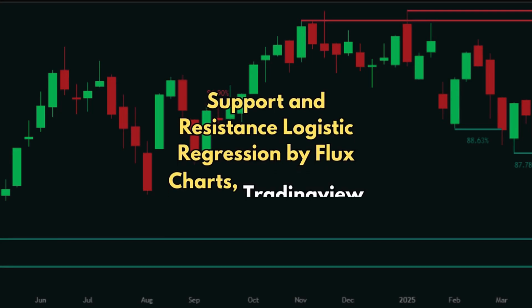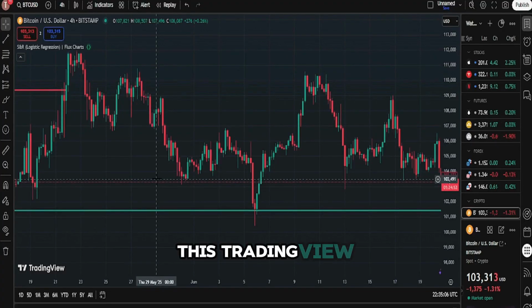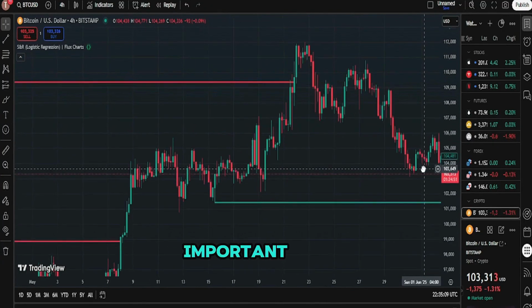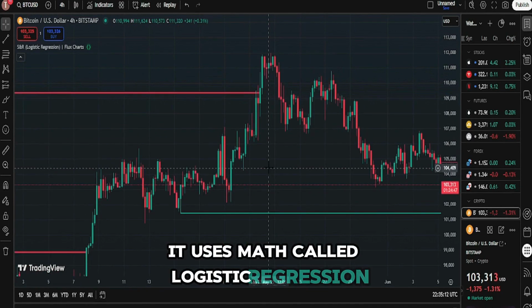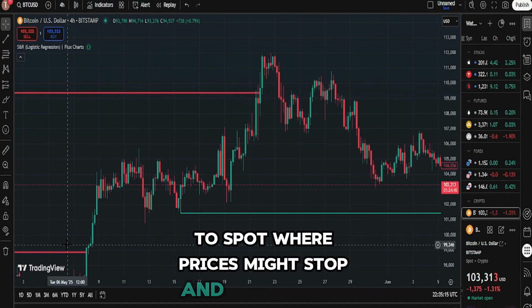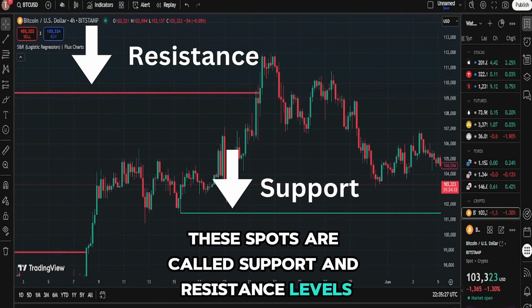Support and Resistance Logistic Regression by Flux Charts, TradingView Indicator. What is it? This TradingView indicator helps traders find important price levels in the market. It uses math, called logistic regression, to spot where prices might stop and turn around. These spots are called support and resistance levels.